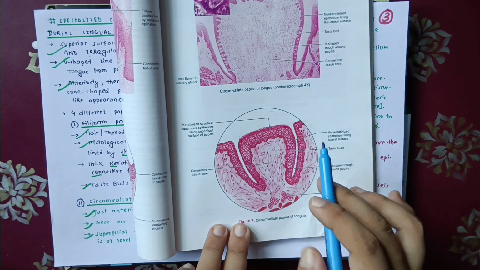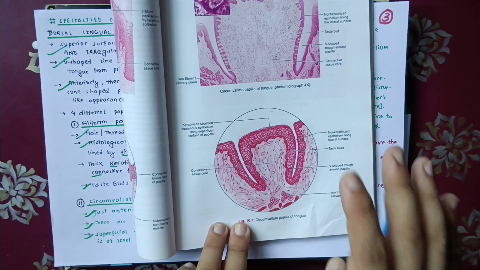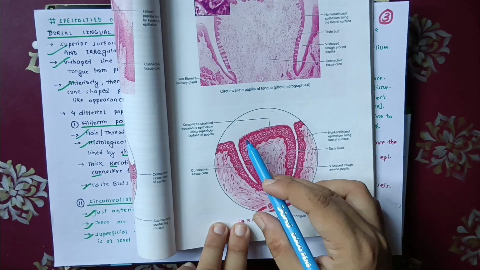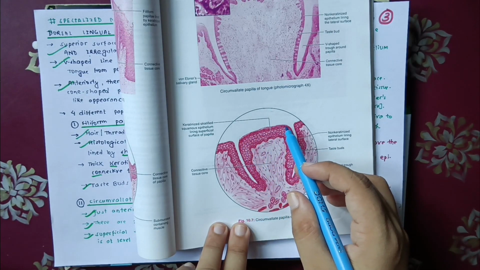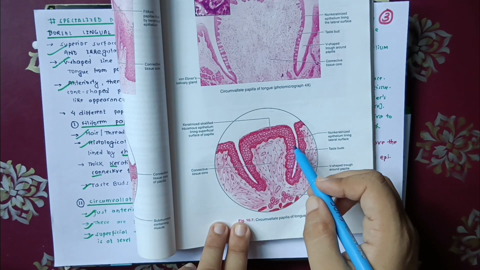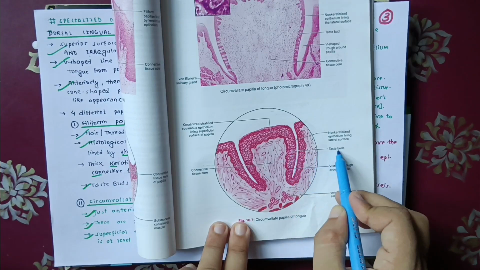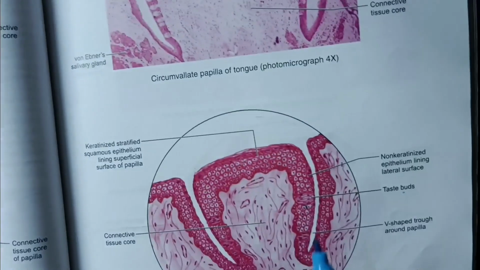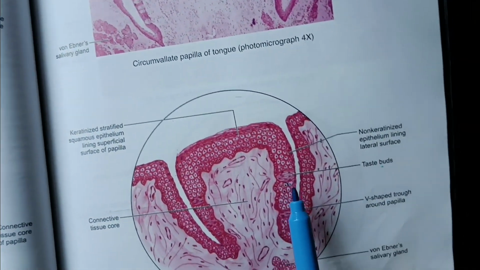This is very important. I'm repeating this point many times, so you should catch this. It is keratinized at the superficial part but non-keratinized at the lateral part, and they contain the taste buds in the lateral part. You can see the taste bud here. So this is visual, I think. Also you can refer to this book.